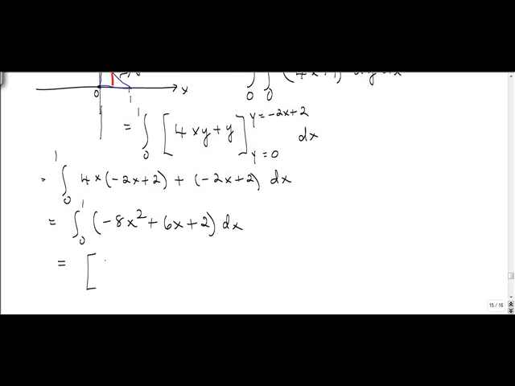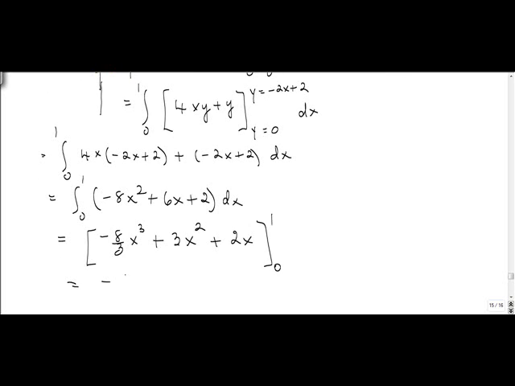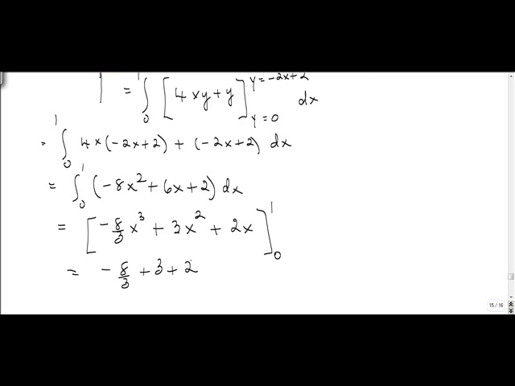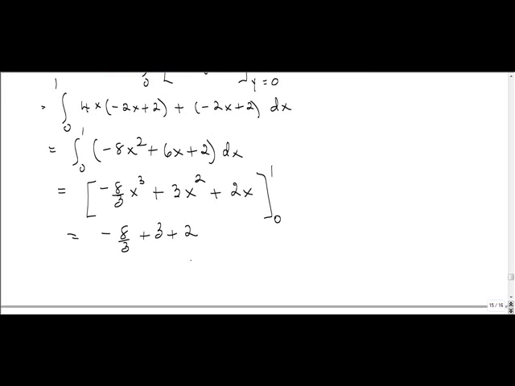Integrate. That's minus 8 over 3 x cubed plus 3x squared plus 2x from 0 to 1, which is minus 8/3 plus 3 plus 2. What's that? That's 7 over 3, I think. 7 over 3. Okay. Any questions before we do the last one?